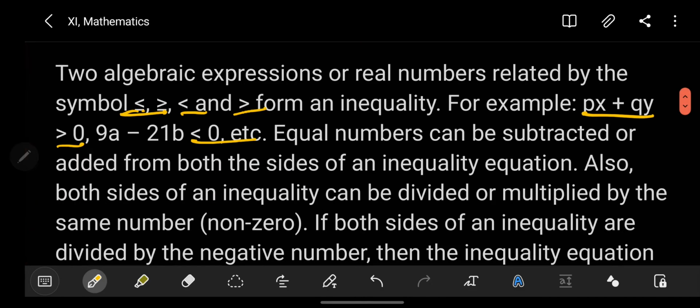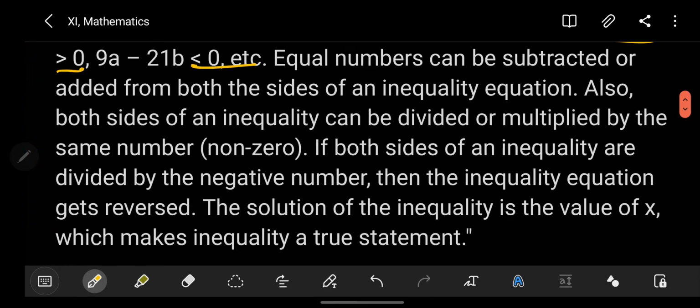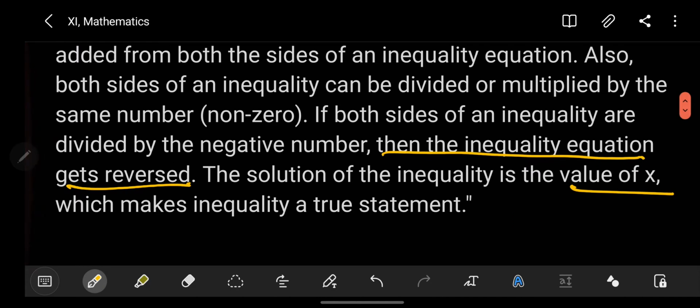Equal numbers can be subtracted or added from both the sides of an inequality. Also, both sides of an inequality can be divided or multiplied by the same non-zero number. If both sides of an inequality are divided by a negative number, then the inequality gets reversed. We'll talk more about this particular thing, the golden rules of inequations, and how to find the solution of it. The solution of the inequality is the value of x which makes the inequality a true statement.